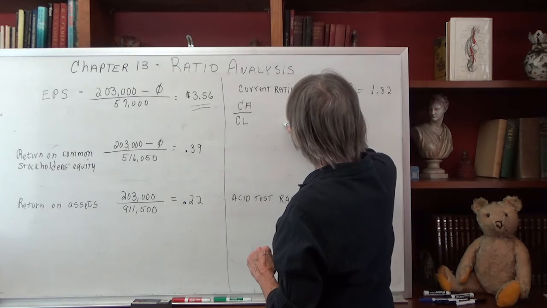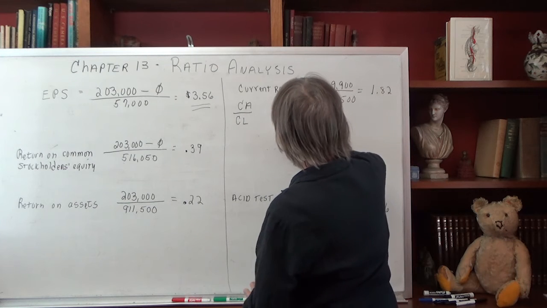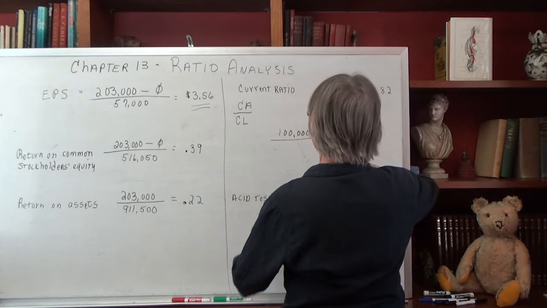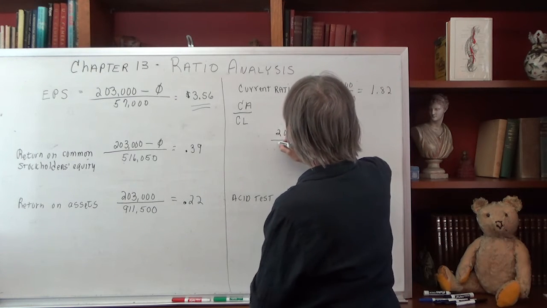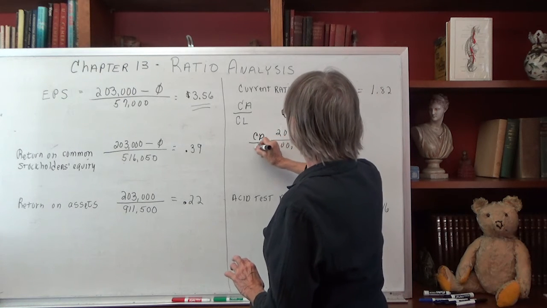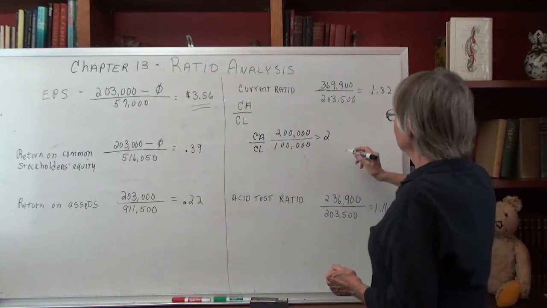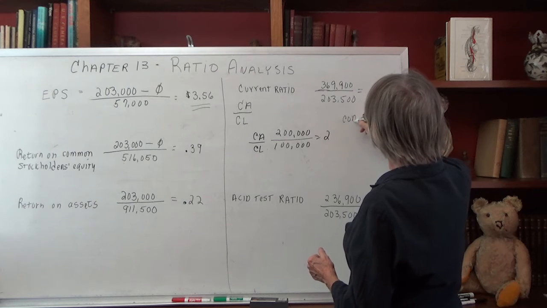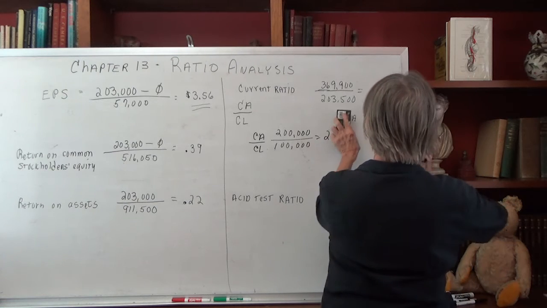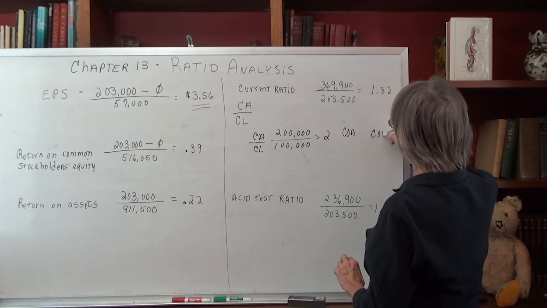So say you have two companies, and I'm just going to keep it simple. Say you've got 200,000 in current assets and 100,000 in current liabilities. So here's your current assets, current liabilities, and they've got a current ratio of 2. That's pretty good. But then what I want you to look at is company A and company B.